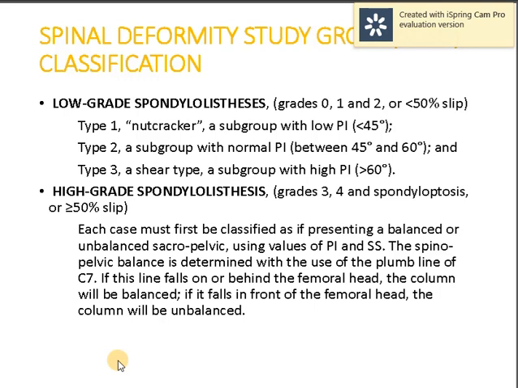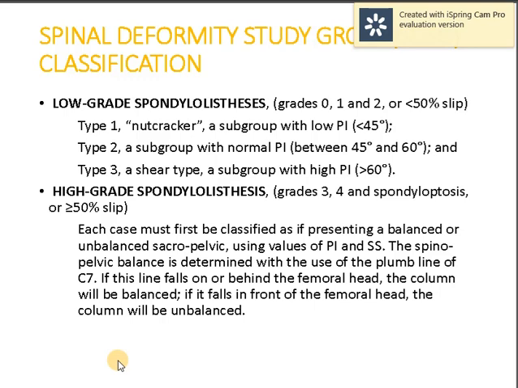Then type 2, a subgroup with a normal PI, between 45 degrees and 60 degrees. And type 3, a shear type subgroup with high PI, that is more than 60 degrees. Then the other type is high grade spondylolisthesis, that is grade 3 and 4 spondyloptosis, or greater than or equal to 50% of slippage.